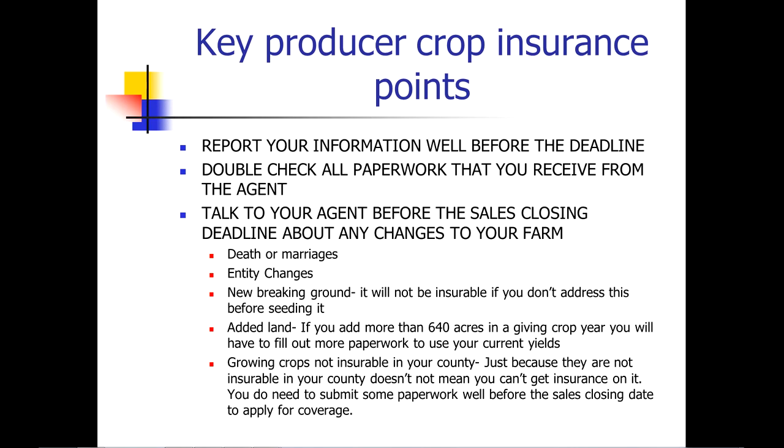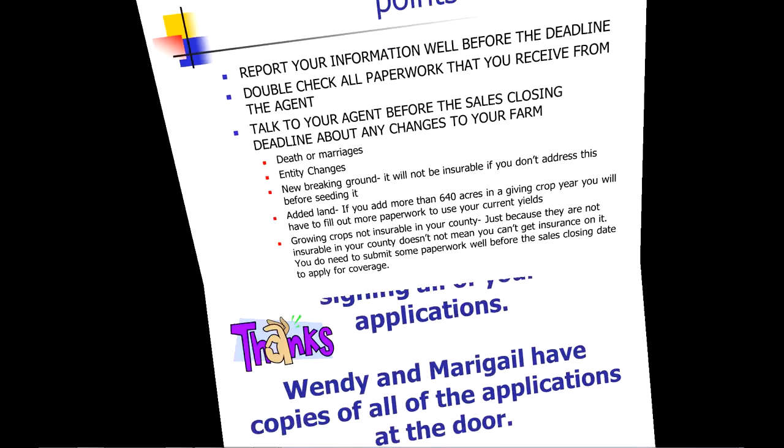So talk to your agent before sales closing. This is a really important deadline for making all kinds of changes, whether it's a death or a marriage, maybe you got married and you didn't let us know. We need to get this all set up by this deadline, or we can run into some serious ramifications at the FSA and on your claims process. New breaking we need to know about, added land, and growing crops not insurable in the county. Those are all really important by this deadline.